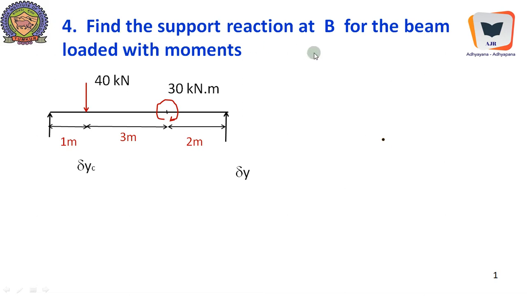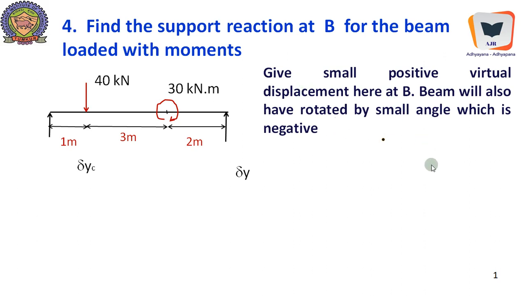Find the support reaction at B for the beam loaded with moment. So here there is a moment, and here there is a vertical force. If we quickly recall, as far as the force is concerned, the work done is force into the displacement along the direction of the force. And as far as moment is concerned, the value of the moment into theta will be the work done by the moment. So give a small positive virtual displacement here at B.